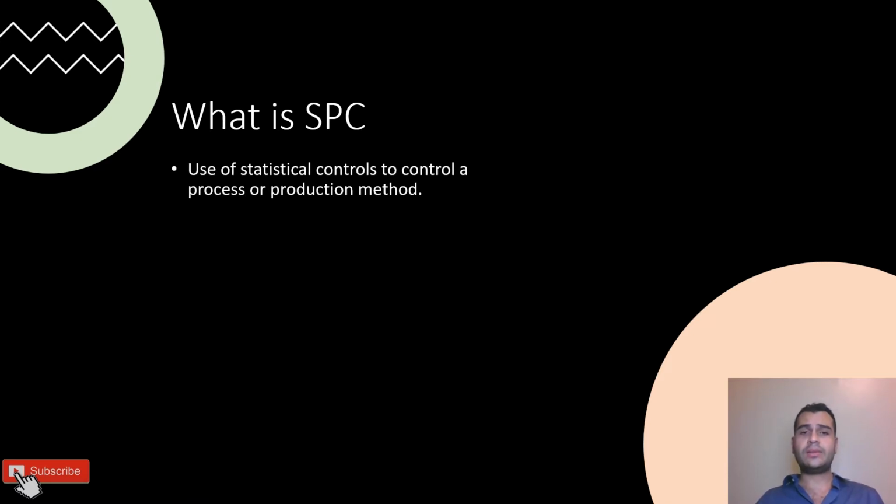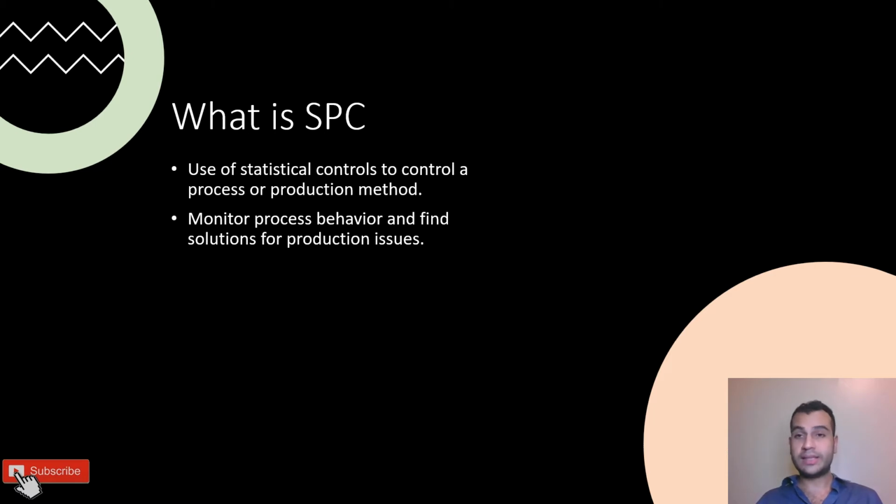So let's start with what is statistical process control. You might be wondering what exactly it is, and let's dive right into it. So, the use of statistical controls to control a process or production method. It monitors process behavior and finds solutions for production issues.